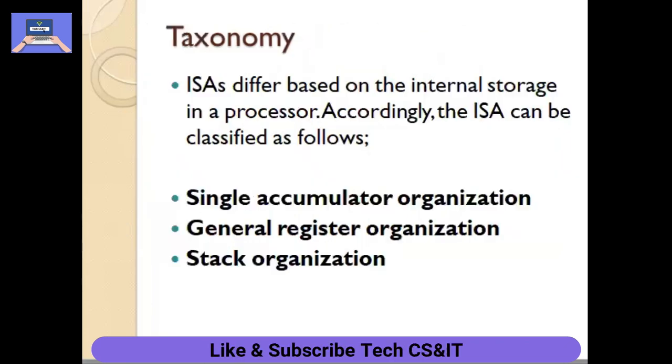Okay, fine. So now we have taxonomy. ISAs differ based on the internal storage in a processor. Accordingly, the ISAs can be classified as follows. Instruction set architecture can be classified into three general organizations: the single accumulator organization, general register, and stack organization. Stack organization basically comes under the memory. It's register also, and it's the memory stack also. So let's see what these organizations are all about.